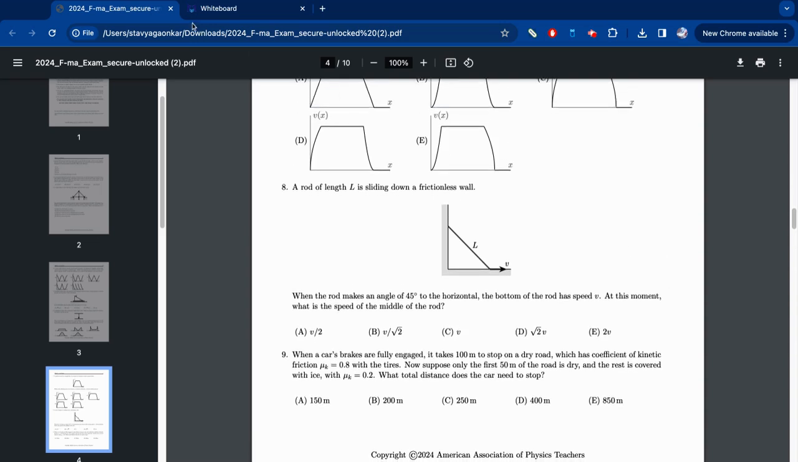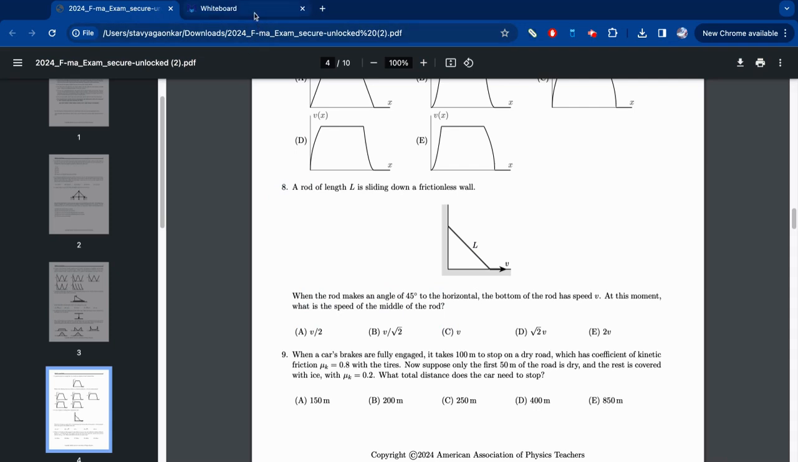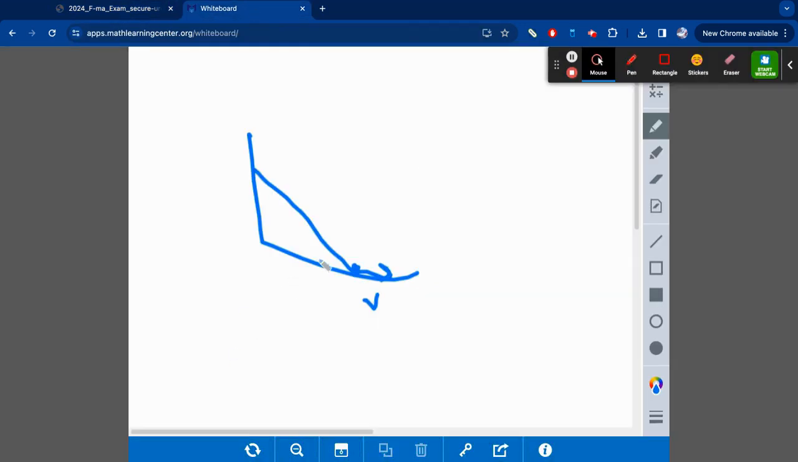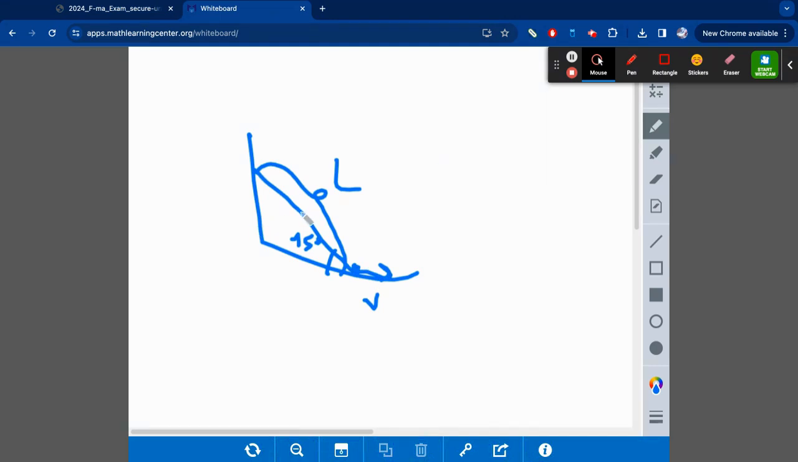Okay, next problem. We have this rod of length L. So we have a rod here, and we know that this point is moving at speed v. And we know that the angle with the horizontal is 45 degrees, and we know this is length L. And we are asked to find what the speed of the middle of the rod is. So what is the speed of this?